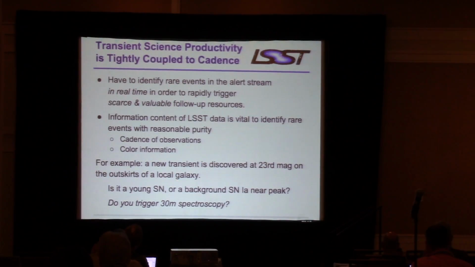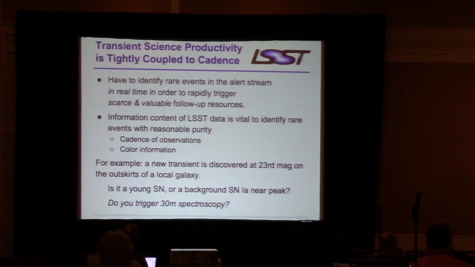So to give a concrete example, you can imagine LSST finds a new detection of a source that's never been seen before at 23rd magnitude. It's on the outskirts of a local galaxy. So the question is, is this the youngest supernova ever discovered that LSST is seeing for the first time because it's so much deeper? Or is it a Type Ia supernova in a faraway background galaxy that we're just seeing near peak, and it's very uninteresting? And so if you have 30-meter spectroscopy time, 1 TOO a year, are you going to trigger that on a single data point?